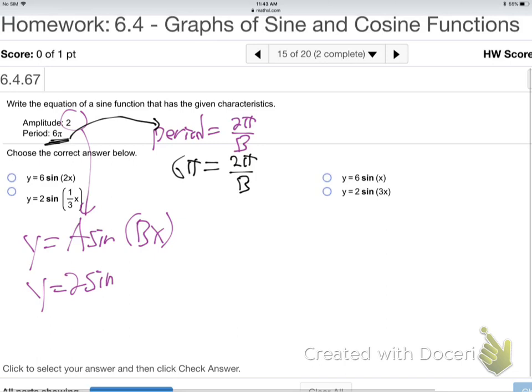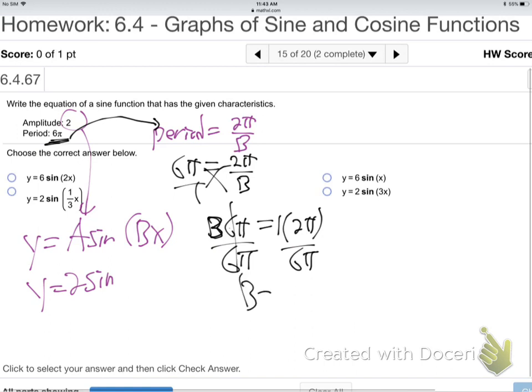Solve for b. Right? Put it over 1. Cross multiply. b times 6 pi is 1 times 2 pi. Divided by 6 pi, b equals, pi's cancel, 2 over 6, 1/3. So b is 1/3, and this is 1/3 x. There it is: 2 sine 1/3 x.